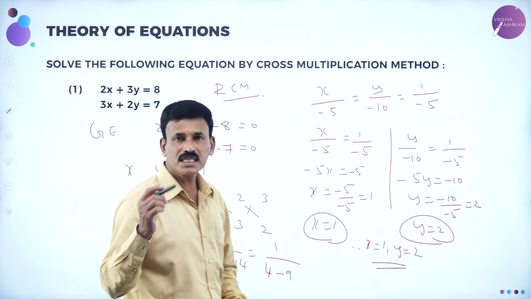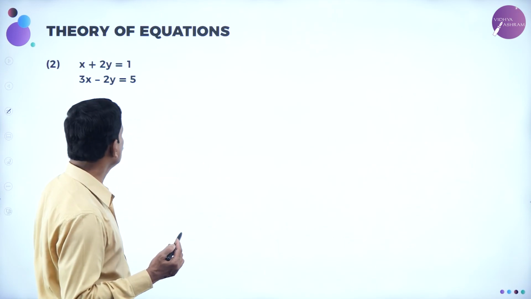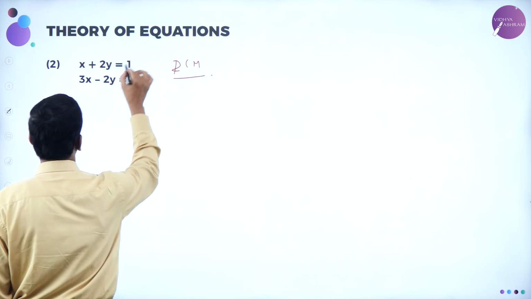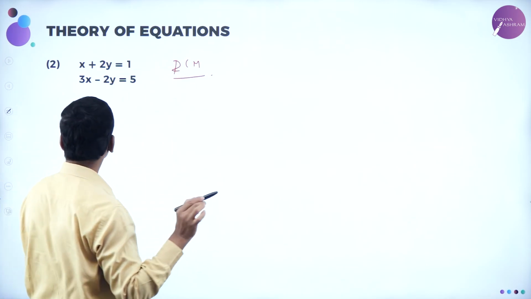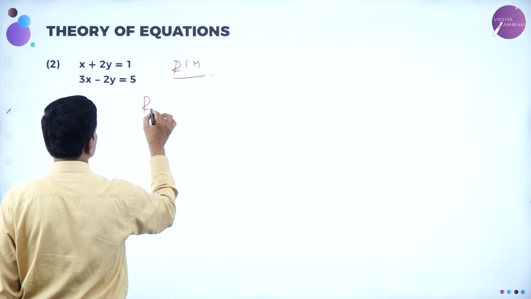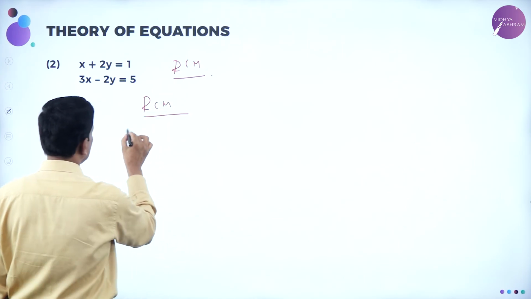Okay. Now, let us take a similar type of problem. Let me take one more problem. Solve by the method of rule of cross multiplication: x plus 2y is equal to 1 and 3x minus 2y is equal to 5. Now the given equation can be written as RCM. We are going to apply.